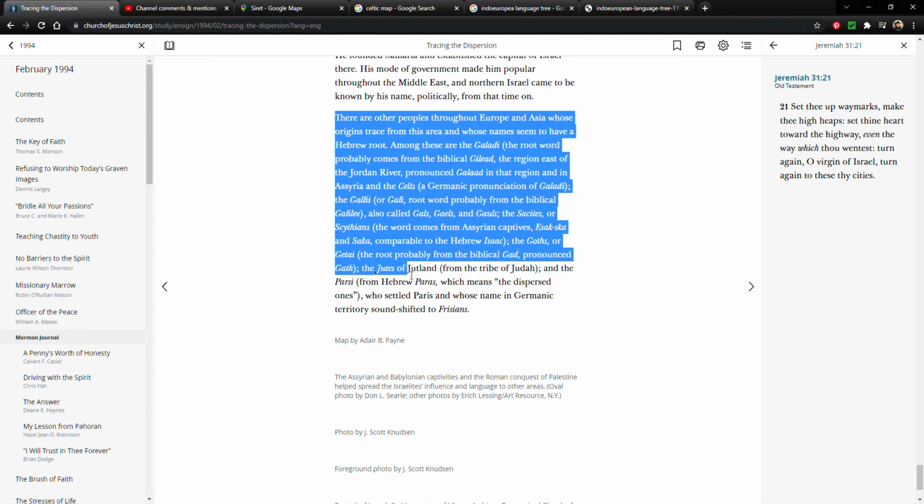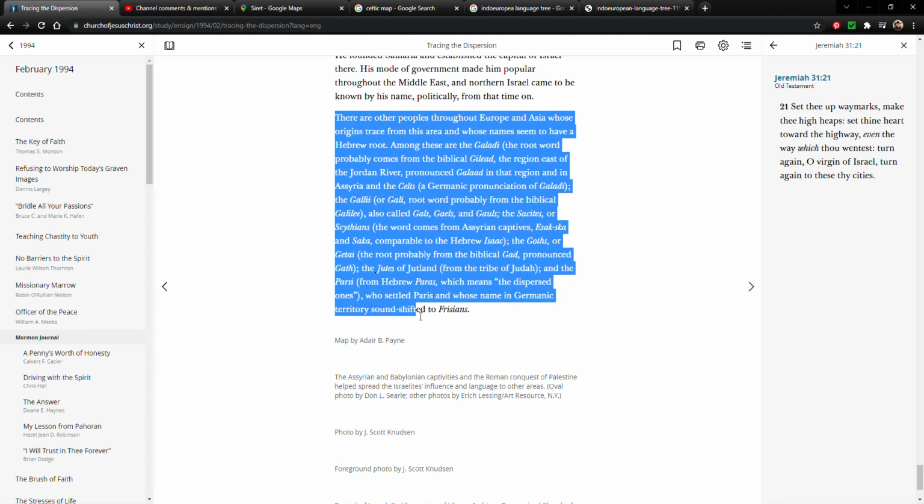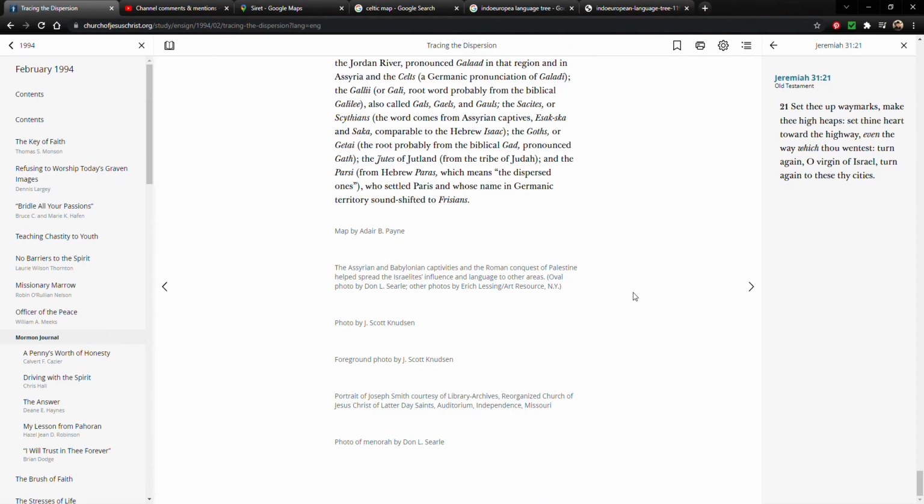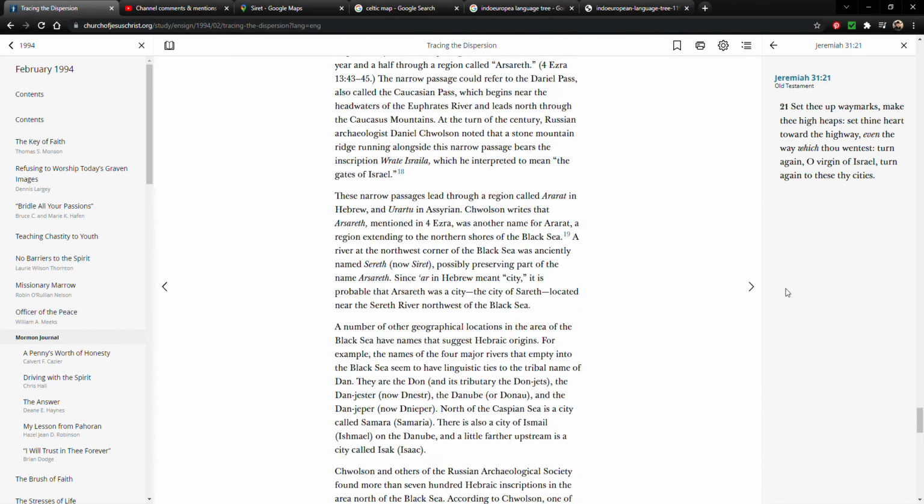The Jutes of Jutland, from the tribe of Judah, and the Parsi, from Hebrew Paras, which means the dispersed ones, who settled in Paris, and whose name in Germanic territory sound shifted to Frisians. And that's the end of this article.